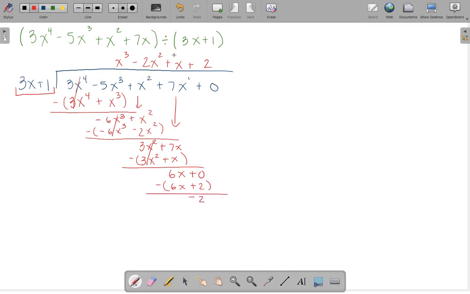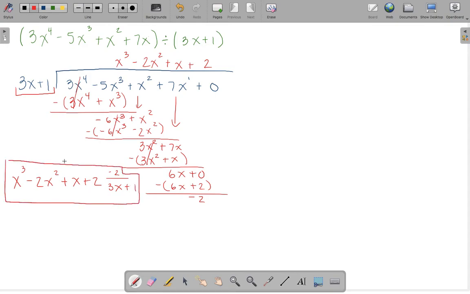And so when I divided, I ended up with a quotient of x to the 3rd minus 2x squared plus x plus 2 with a remainder of negative 2 over the divisor 3x plus 1. See if I can just kind of box that in there. So here we are dividing using long division, and I'm not worried about the format of the divisor, but I am worried about that format if I'm attempting to use synthetic division.